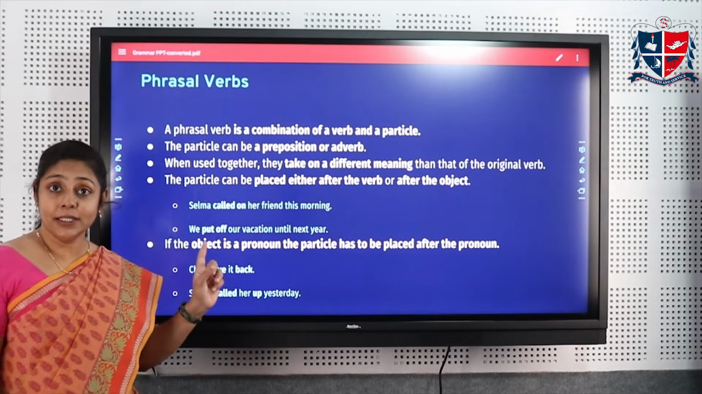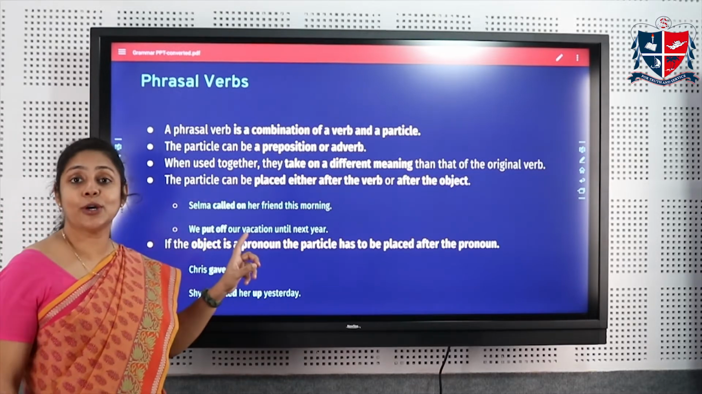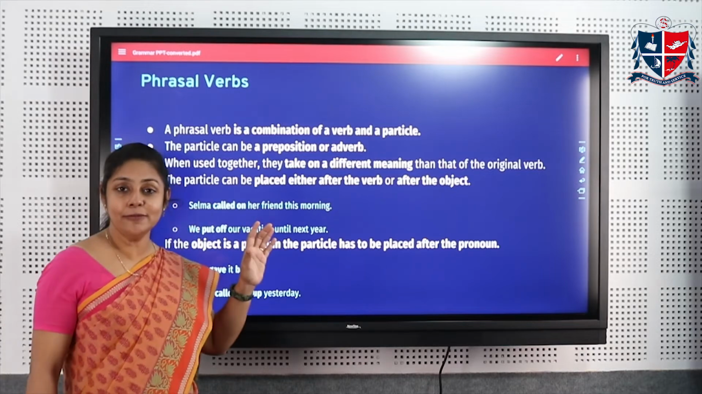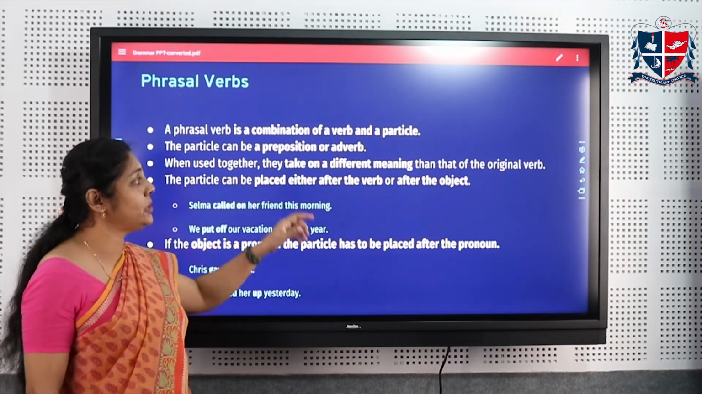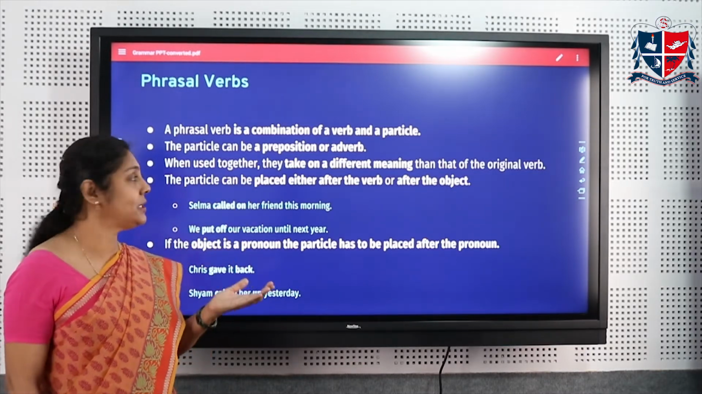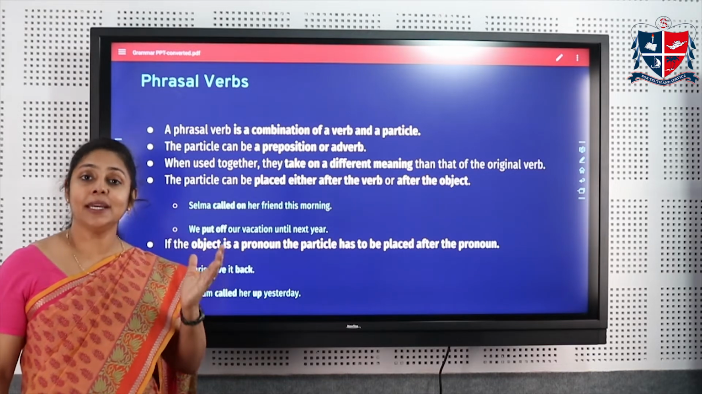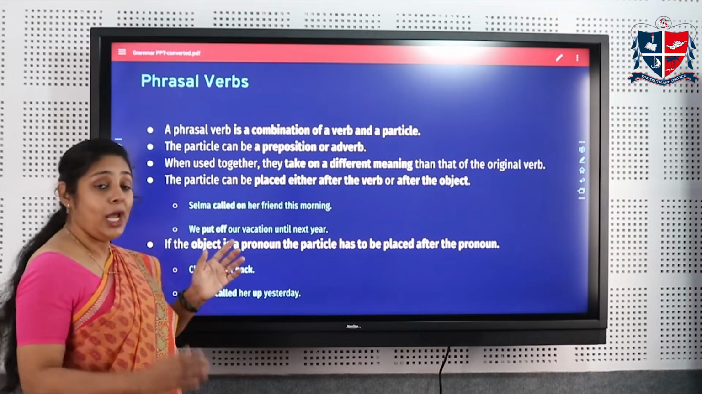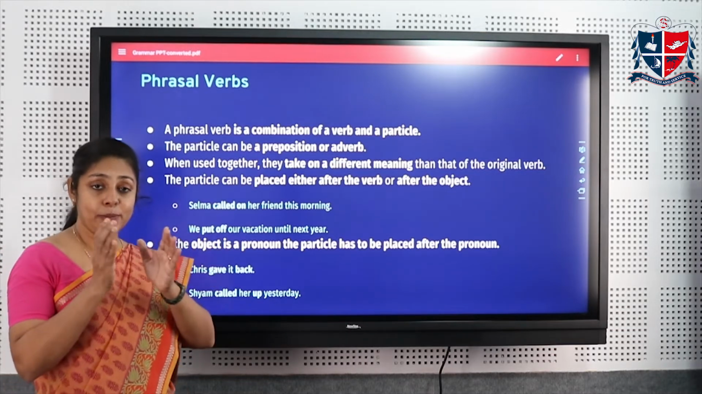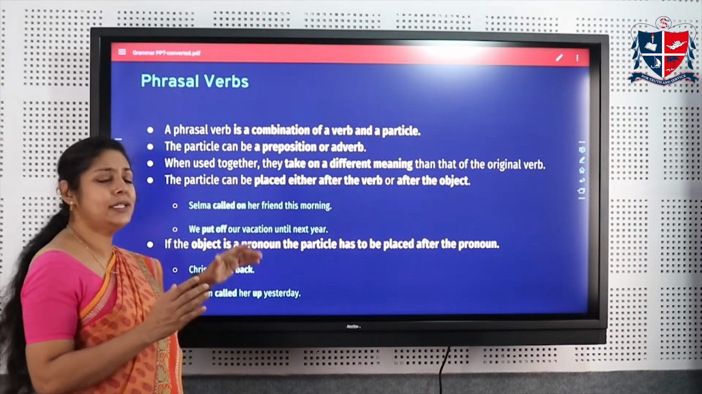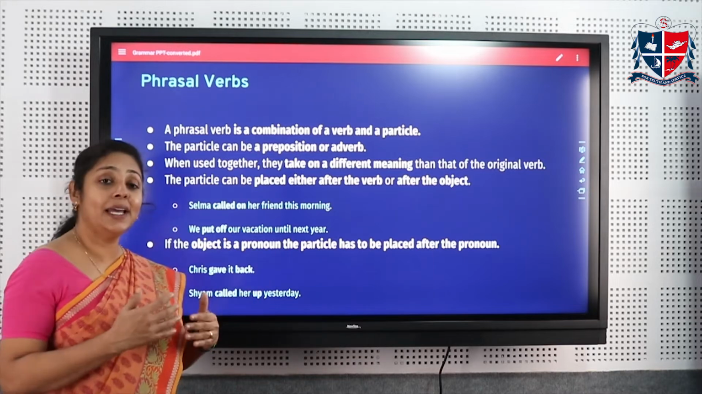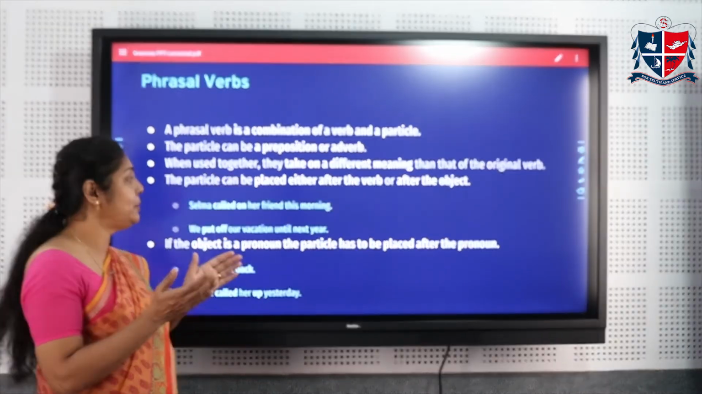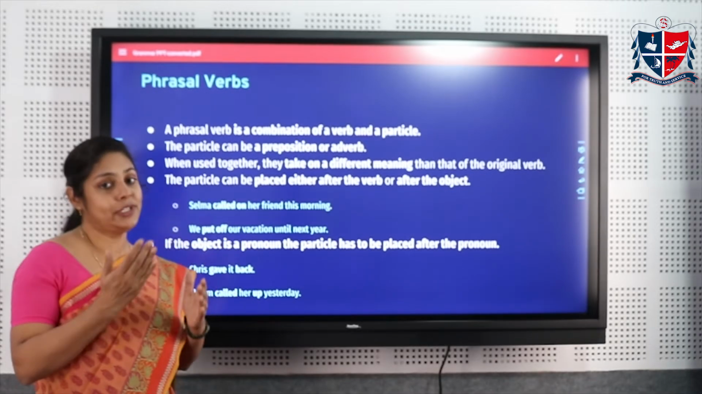We will look at another aspect of the verb which is called the phrasal verb. What do you mean by a phrasal verb? A phrasal verb by definition is a combination of a verb and a particle. Now this particle can either be an article or it can also be a preposition. And when this verb and the particle are used together, they take on a different meaning than that of the original words, right? So the particle can be either placed after the verb or after the object.